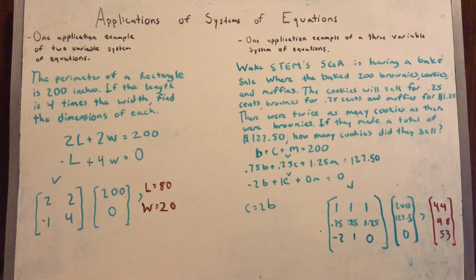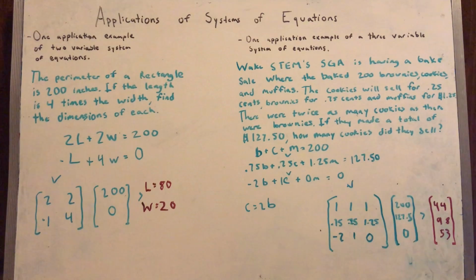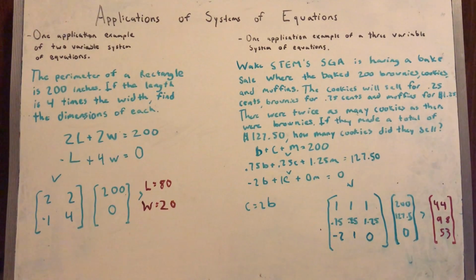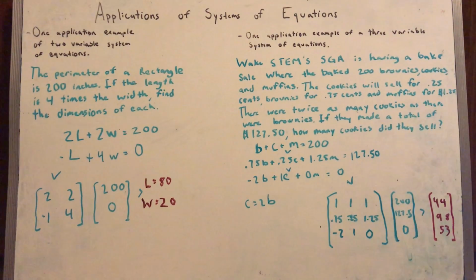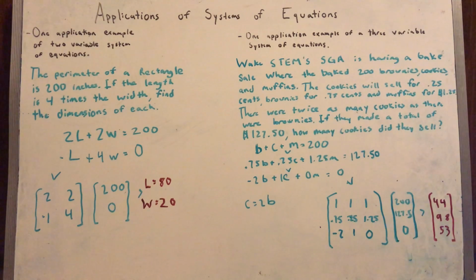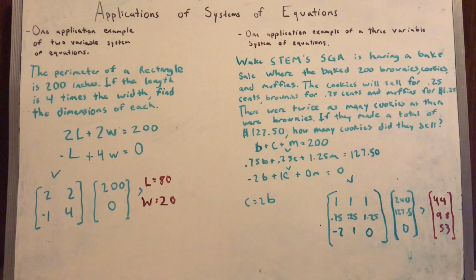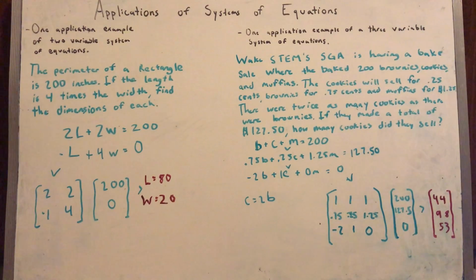So first I would start off with 2L plus 2W equals 200. I got this information using the information given in the question. So 2L I got from two sides of lengths. There's two lengths on a rectangle, and there's two widths in a rectangle, and that's how I got that. And I got 200 because that's how many inches there are in total as the perimeter.